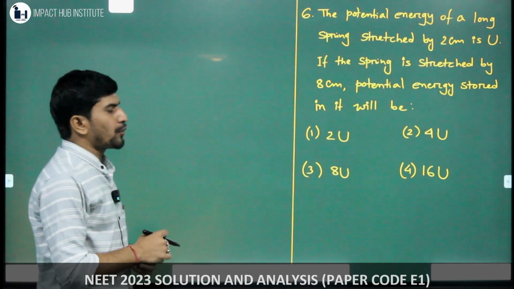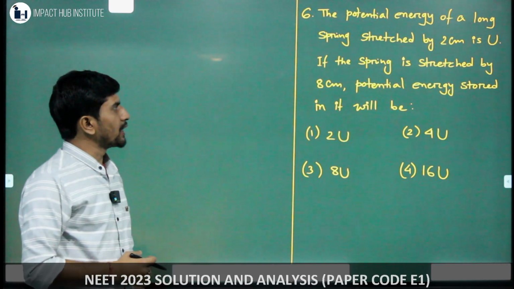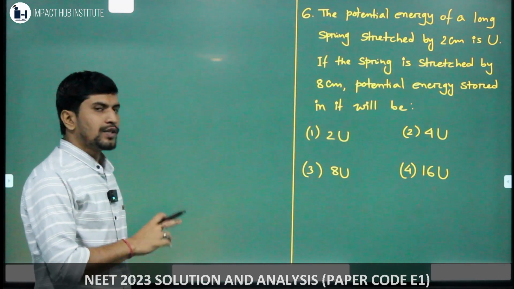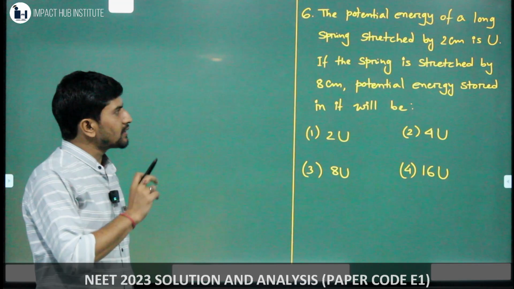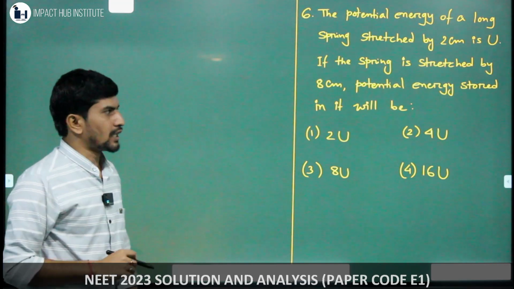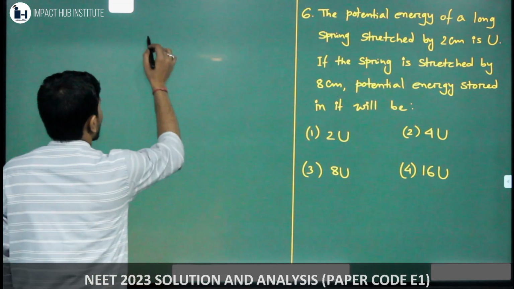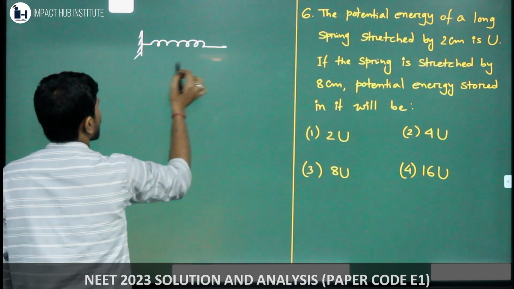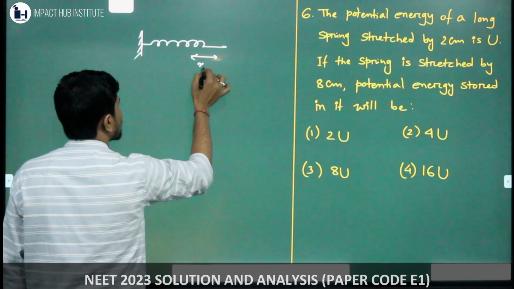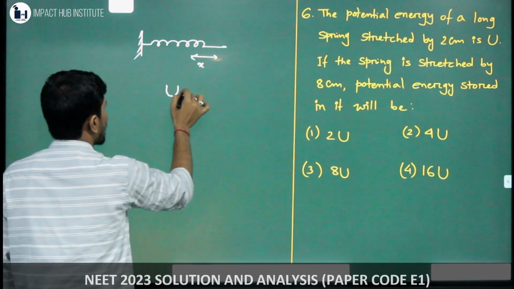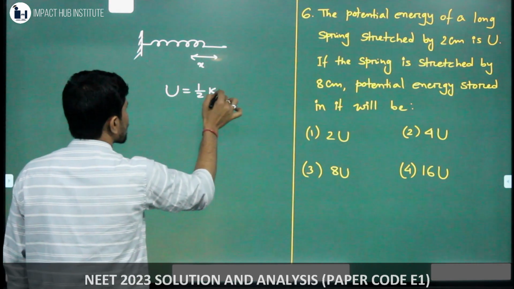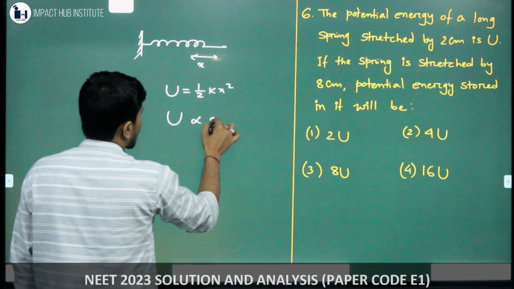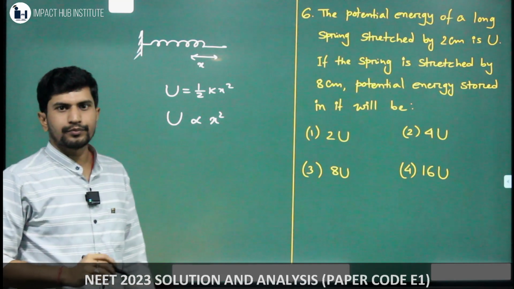Here it mentions that the potential energy of a long spring stretched by 2 cm is equal to U. Now if the same spring is stretched by 8 cm, what will be the corresponding potential energy? First of all, we should know that the potential energy stored in a spring when it is stretched or compressed by a distance x is given by half k x squared. We immediately understand that this potential energy is directly proportional to x squared.